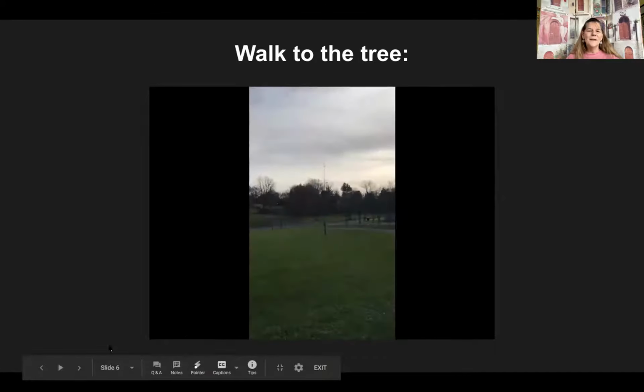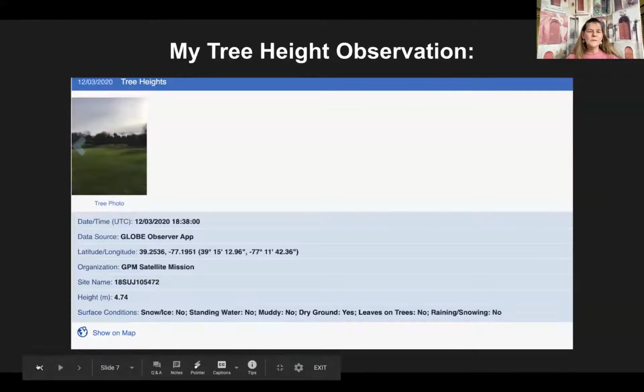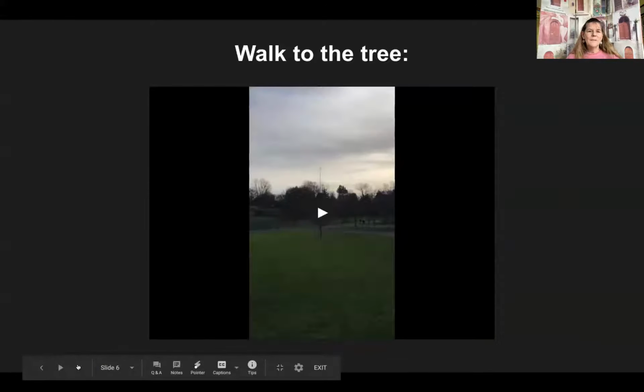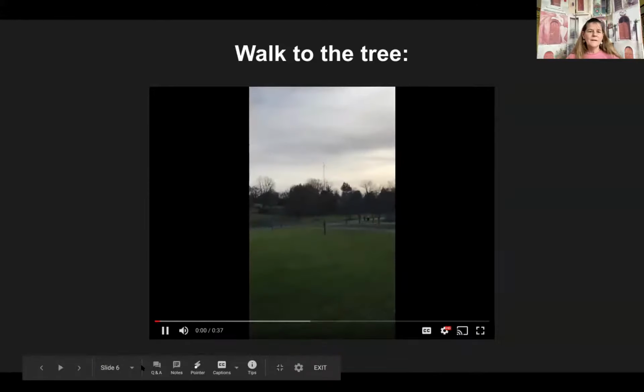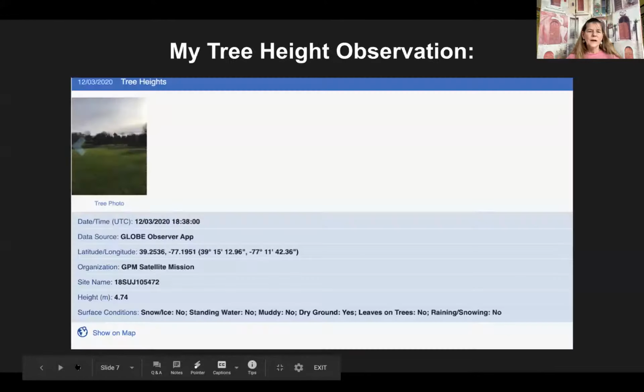All right, so, whoops, come over here. Got most of my tree height. All right, sorry about that, guys.